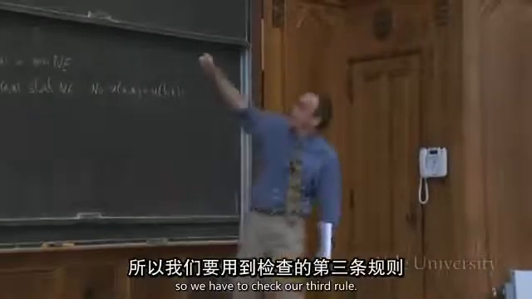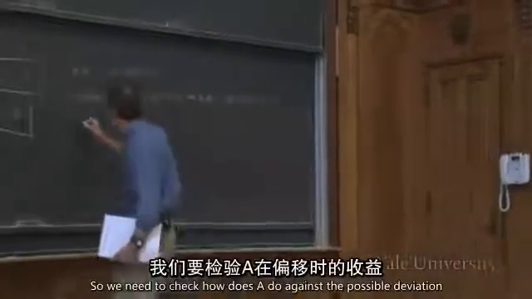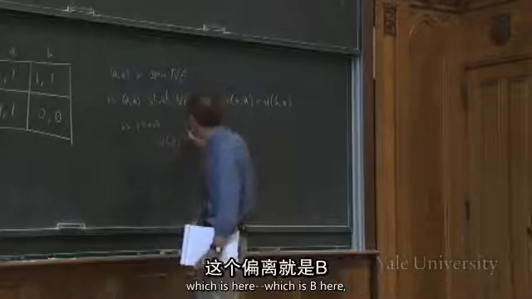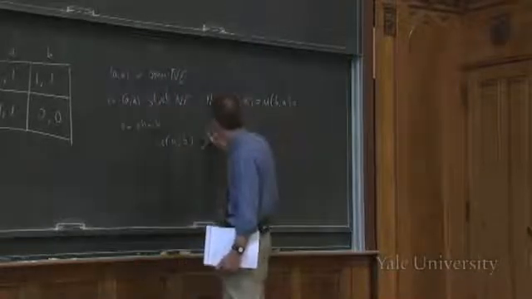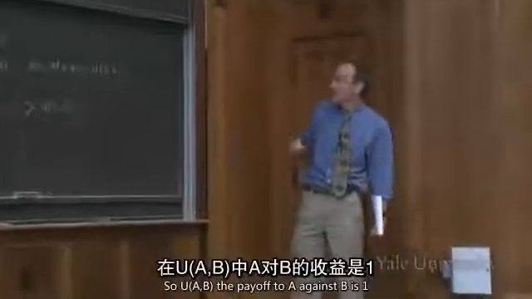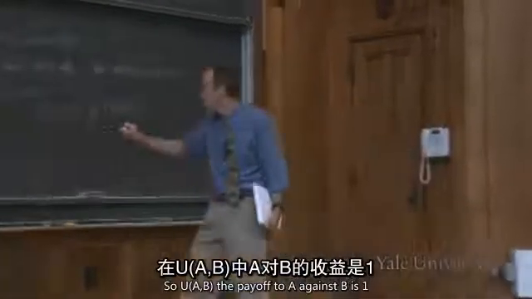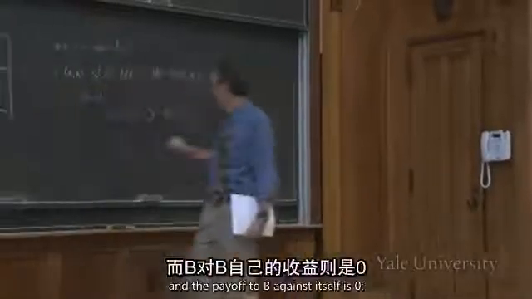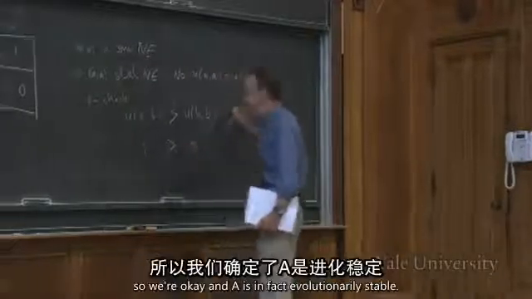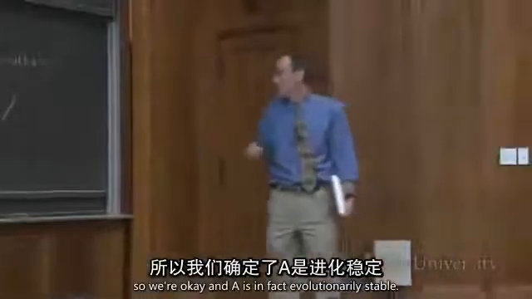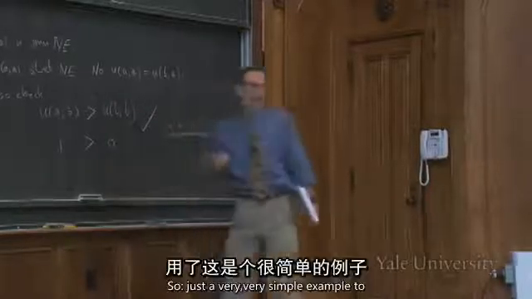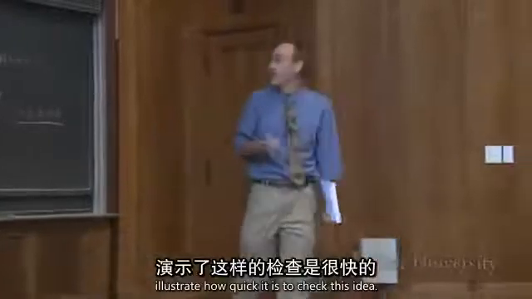So we have to check our third rule. What's our third rule? We need to check how does A do against the possible deviation, which is B here. How does that compare with B against itself? All right, so UAB, the payoff to A against B, is 1. And the payoff to B against itself is 0. 1 is indeed bigger than 0, so we're okay. And A is, in fact, evolutionarily stable. All right, so just a very, very simple example to illustrate how quick it is to check this idea.